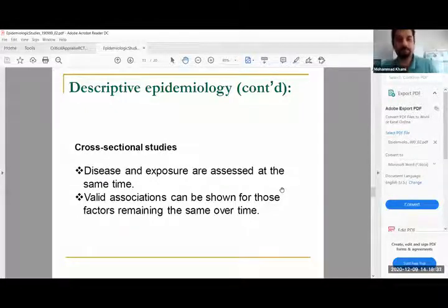So the first point is very important. Disease and exposure are assessed at the same time. Because they are assessed at the same time, in many cases, we don't know which of them comes first, disease or exposure. Because of that, we cannot claim a causal relationship from these studies.